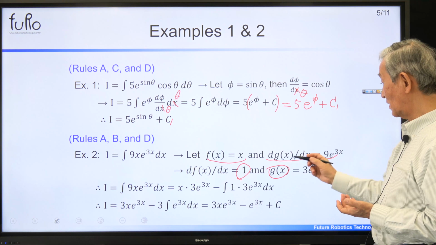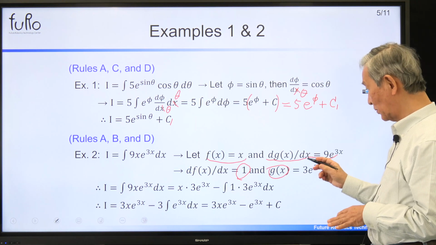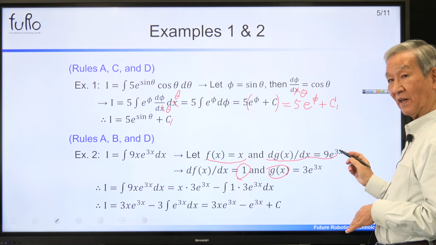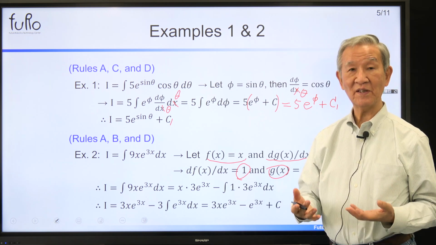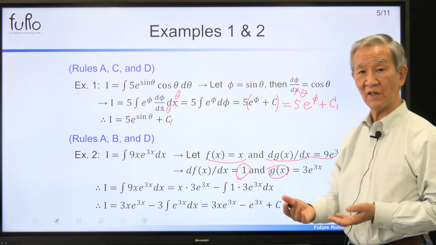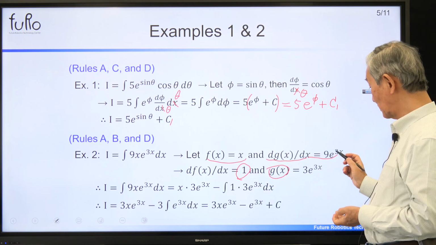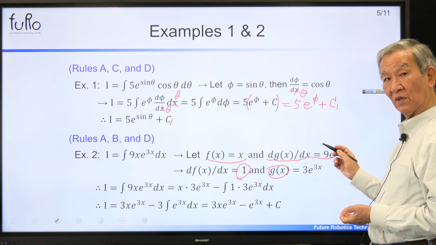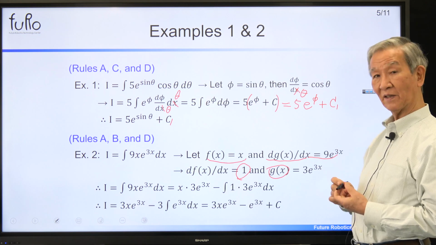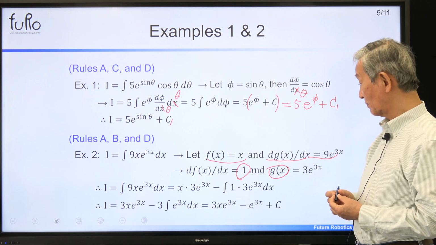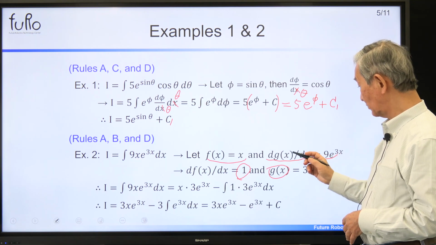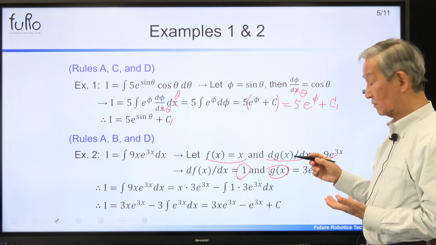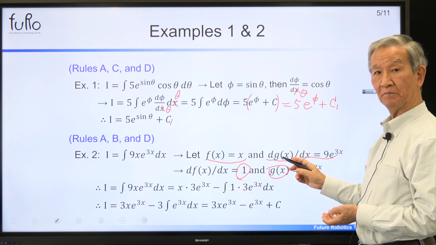Okay, here I put this to be 9 times e to 3x. And exponential functions are very easy to integrate because it does not change. And if you look at this one here, 3x, so 1/3 comes in, so that's 3 times e to the 3x. Okay? So, exponential is a very good function to choose for this one here.